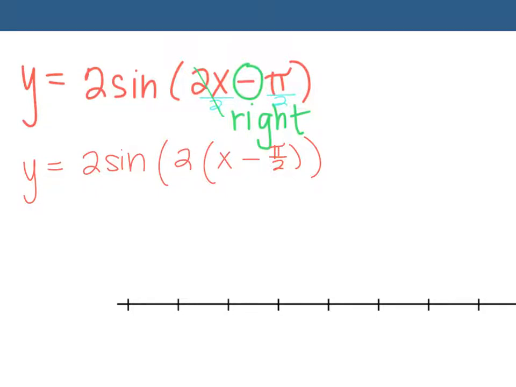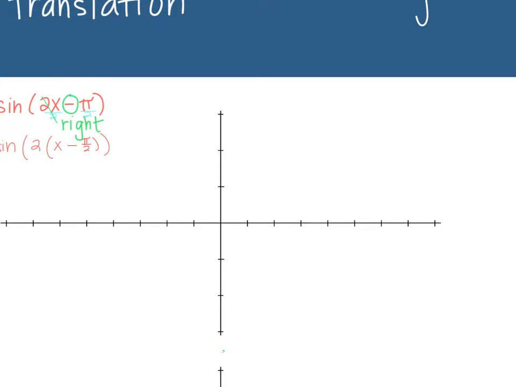Now we're just going to follow our insert model. So N, draw normal. S, adjust your scale. R, reflect if needed, and then T would be translate at the end. So first I'm going to start with normal. This is a sine graph.